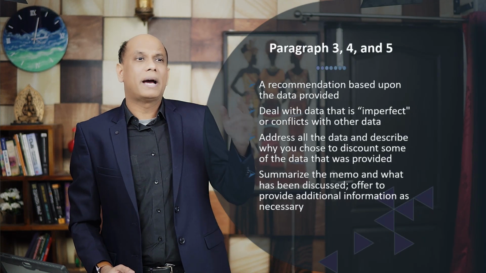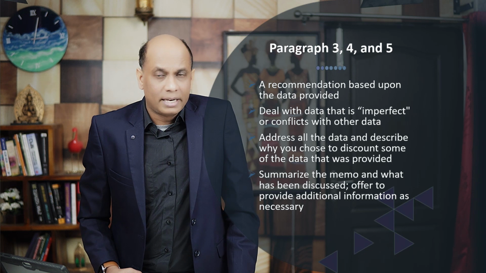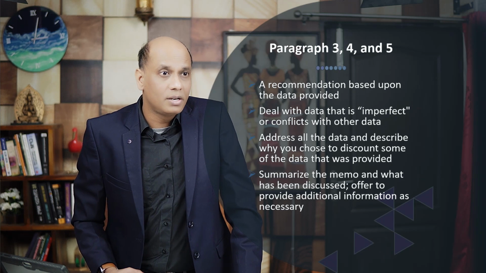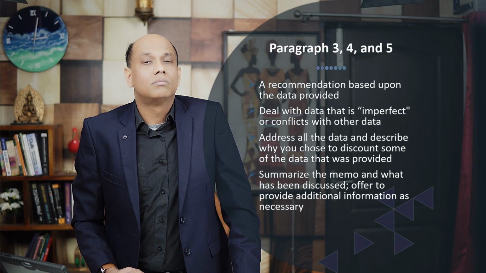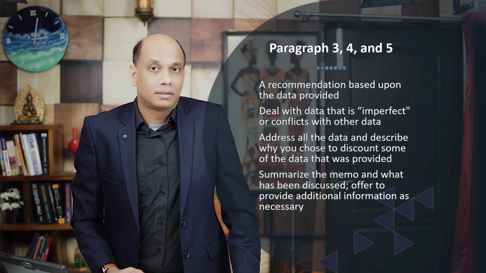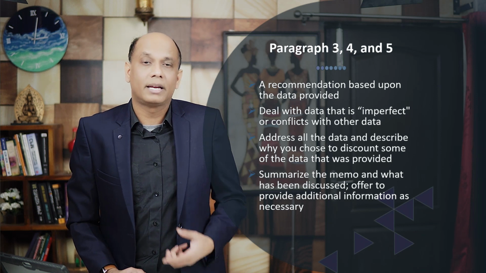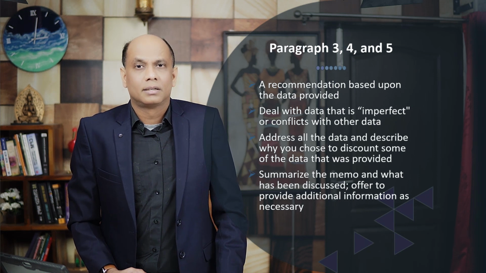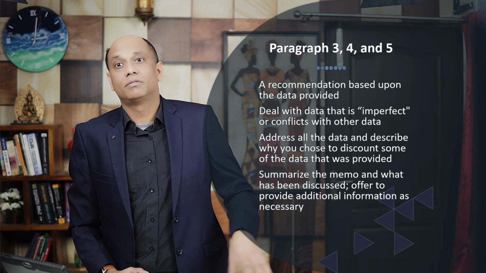Okay, now let's talk about paragraphs 3, 4, and 5. So, you make your recommendation based on the data we just discussed before. Now here you find that some of the data is imperfect. You find the data are conflicting, and so you want to address this issue, and you want to discount some of the data in making the recommendation and interpretation. So in paragraphs 3, 4, and 5, somewhere in paragraph 4 primarily, you should address the imperfect data.